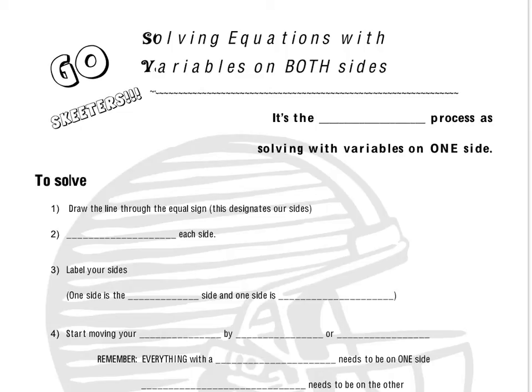So we're continuing our work through solving equations. Last time you recall, we solved equations with variables that were only on one side. Now we're going to solve equations with variables on both sides. The good thing is it's the exact same process as solving with variables on just one side. So here's an example.